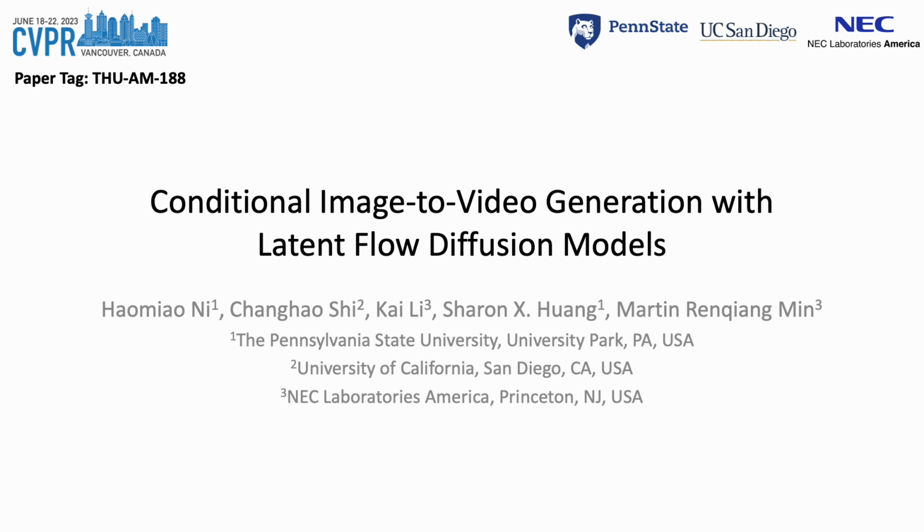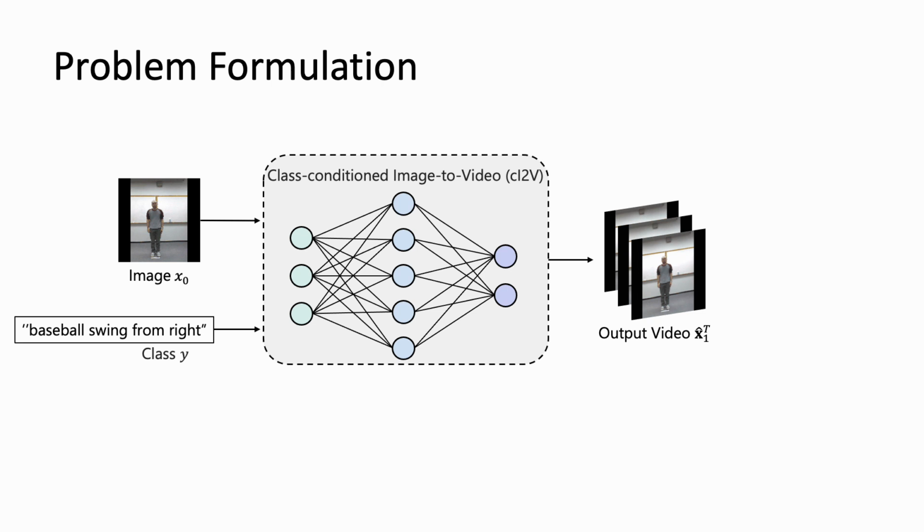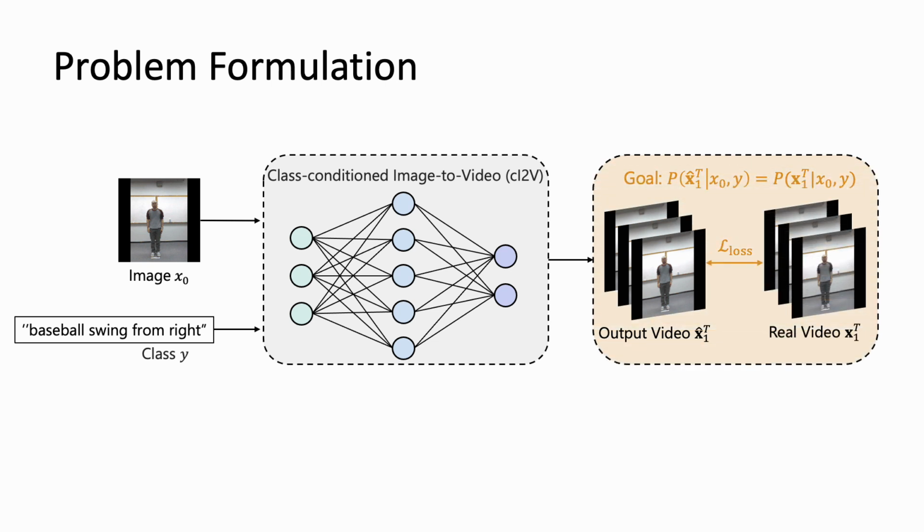Hi everyone, in this video, we will introduce our paper, Conditional Image-to-Video Generation with Latent Flow Diffusion Models. Given an image and a corresponding class label, we want to develop a class conditional image-to-video generation framework, which will output a fake video. The distribution of output videos should be the same as the real video.